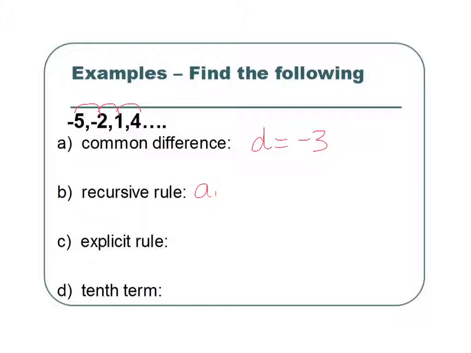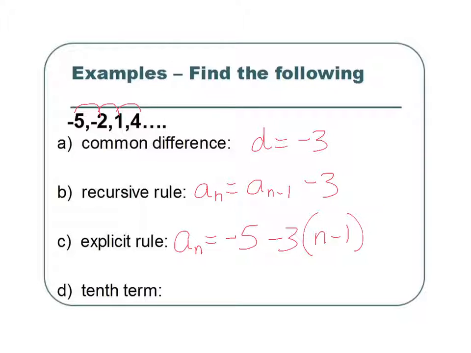Our recursive rule would be a sub n equals, and remember the recursive rule always uses the term before it, and we are subtracting 3. The explicit rule always uses the first term. So the first term is negative 5, and we are subtracting 3, n minus 1 times.